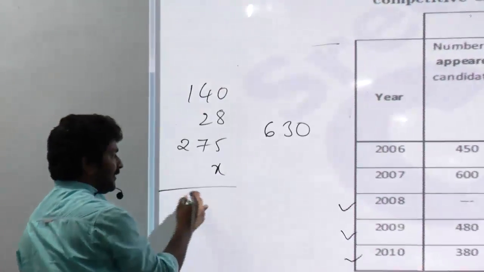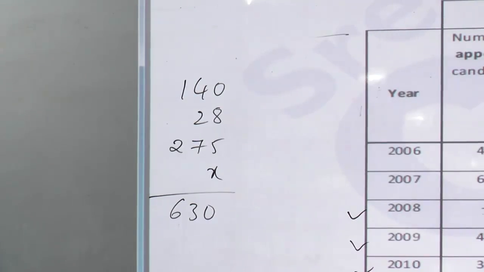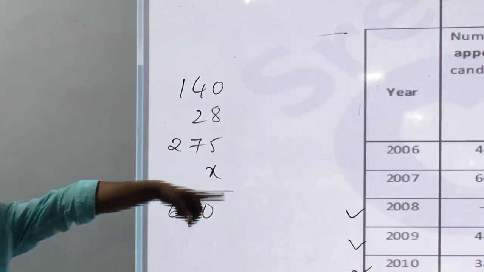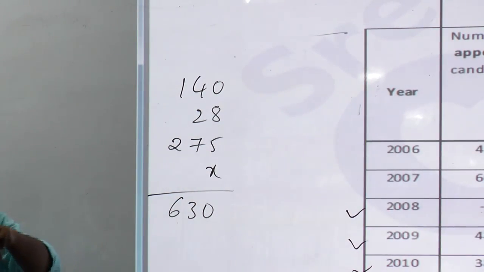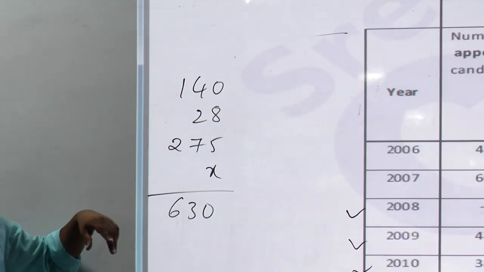When you add everything, that must be equal to 630, because the average number of qualified students from state Q in the last 3 years is given as 210. If average is 210, total will be 630. When you add everything, that must be equal to 630. Yes or no? Now, am I right?